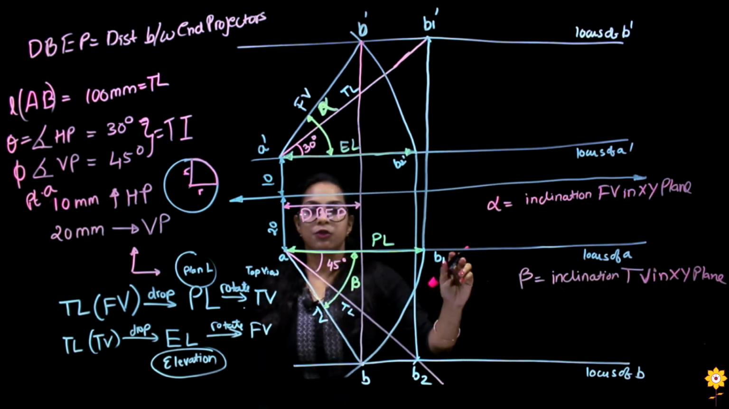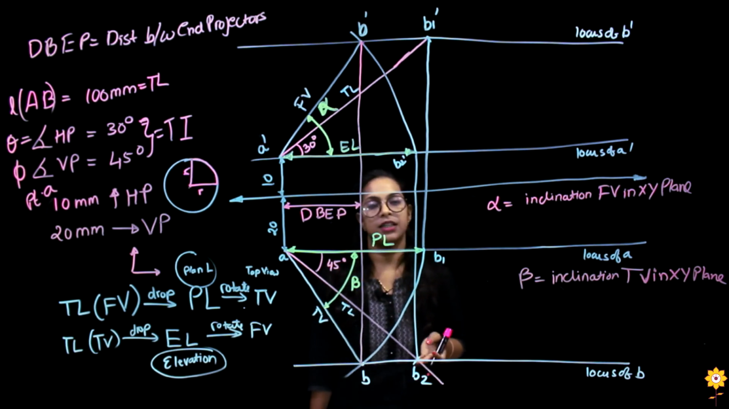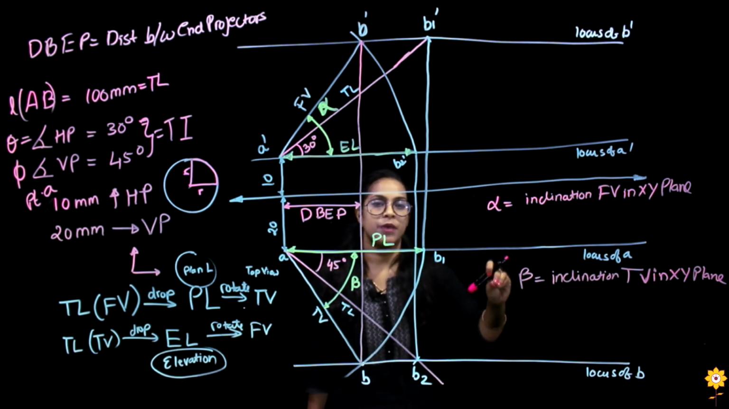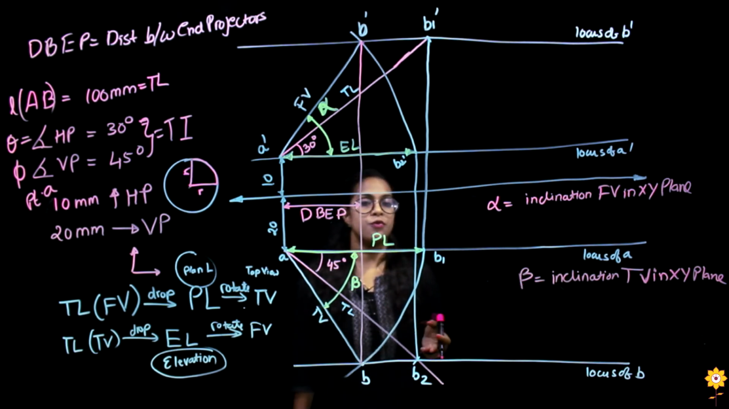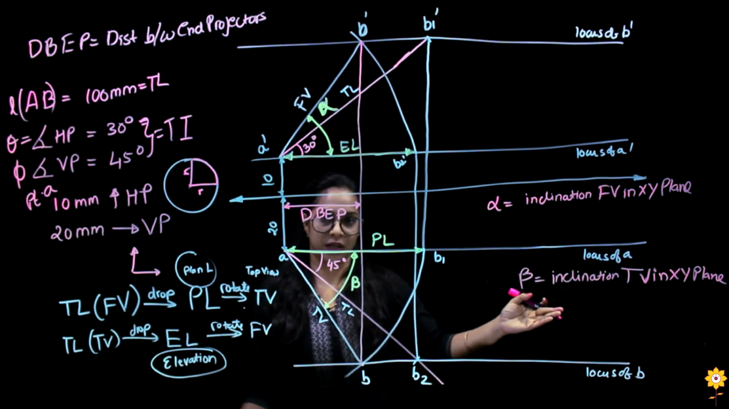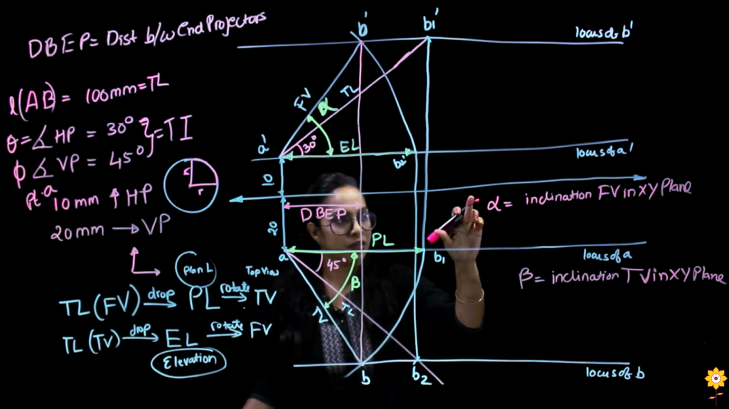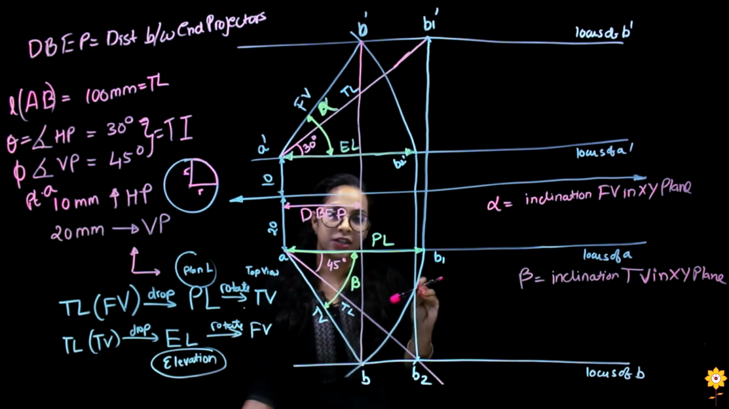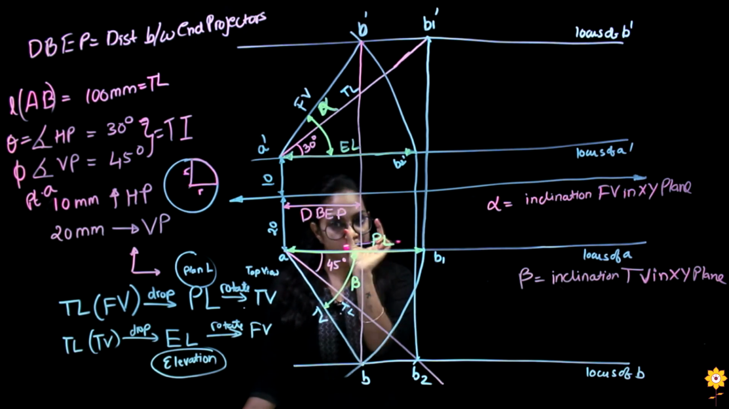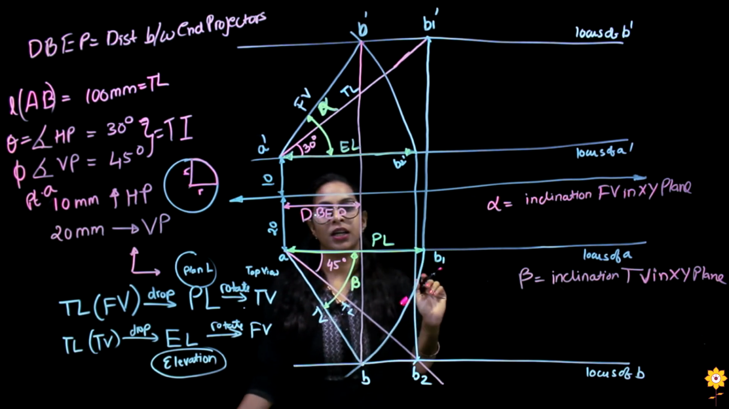So if I have to give information about alpha, it would be that the top view of a line is inclined at some angle, let's say 55 degrees, with respect to the xy plane, or the top view of a line is inclined at an angle of 60 with respect to the xy plane. So whenever an angle is inclined with respect to the xy plane, either it would be alpha or beta. And if it is mentioned that the angle is inclined with respect to the xy plane for top view, then it would be beta, and if it is for front view, it would be alpha.